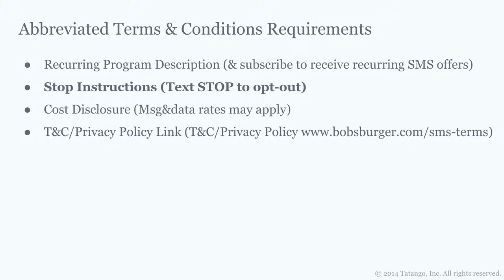The recurring program description, which is required by the CTIA, would say, and subscribe to receive recurring SMS offers. Again, two pieces of this, recurring program description. To receive recurring, and then SMS offers is the program description. You also have to have the stop instructions. Again, it's not specific as to what the stop instructions need to say. It just needs to be very specific about, hey, if you're going to reply stop, that means you're going to opt out. We like text stop to opt out. This, as you can see on the screen, is bold. In your call to action on the billboard, on the television, wherever it is, it needs to be bold also. That is a CTIA requirement.